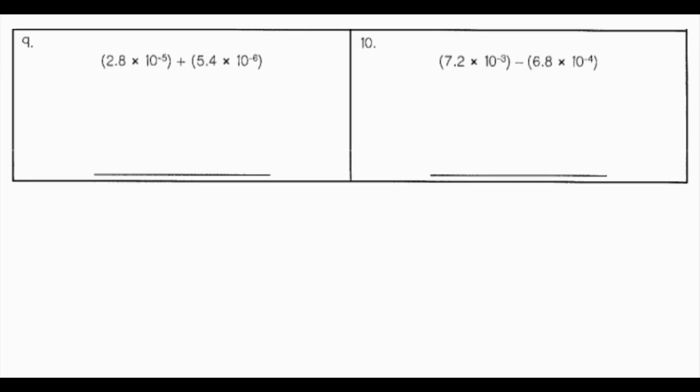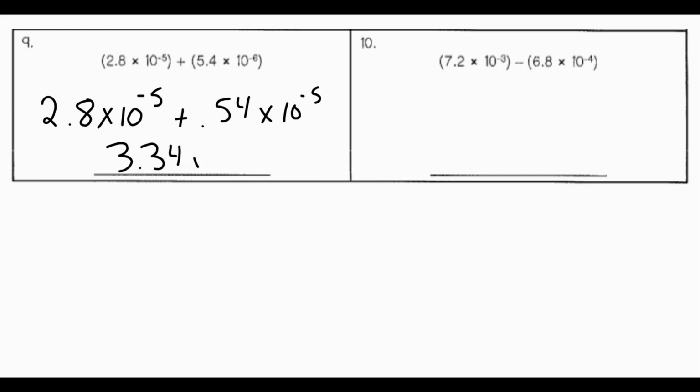Number 9, we have 2.8 times 10 to the negative 5th plus 5.4 times 10 to the negative 6. So again, I have powers that are not the same, negative 5 and negative 6. Now, negative 5 is actually the bigger number, so I'm going to change negative 6 to be like negative 5. So my 2.8 times 10 to the negative 5 is going to stay the same. And then I'm going to change the 5.4 to be 0.54 times 10 to the negative 5th because I made my negative 6 bigger, so I have to make my 5.4 smaller. Now I can add 2.8 and 0.54. This would give me 3.34, and then I'm going to keep my power of 10. So 10 to the negative 5th.